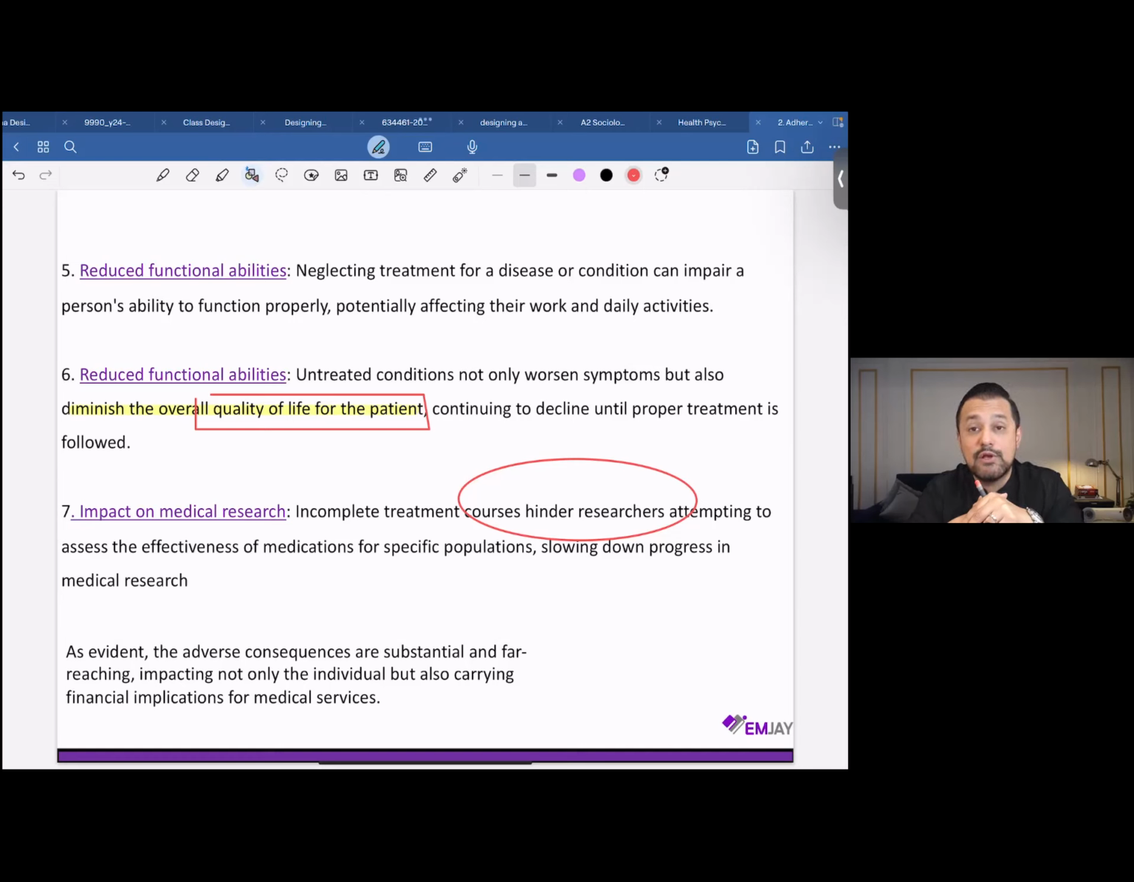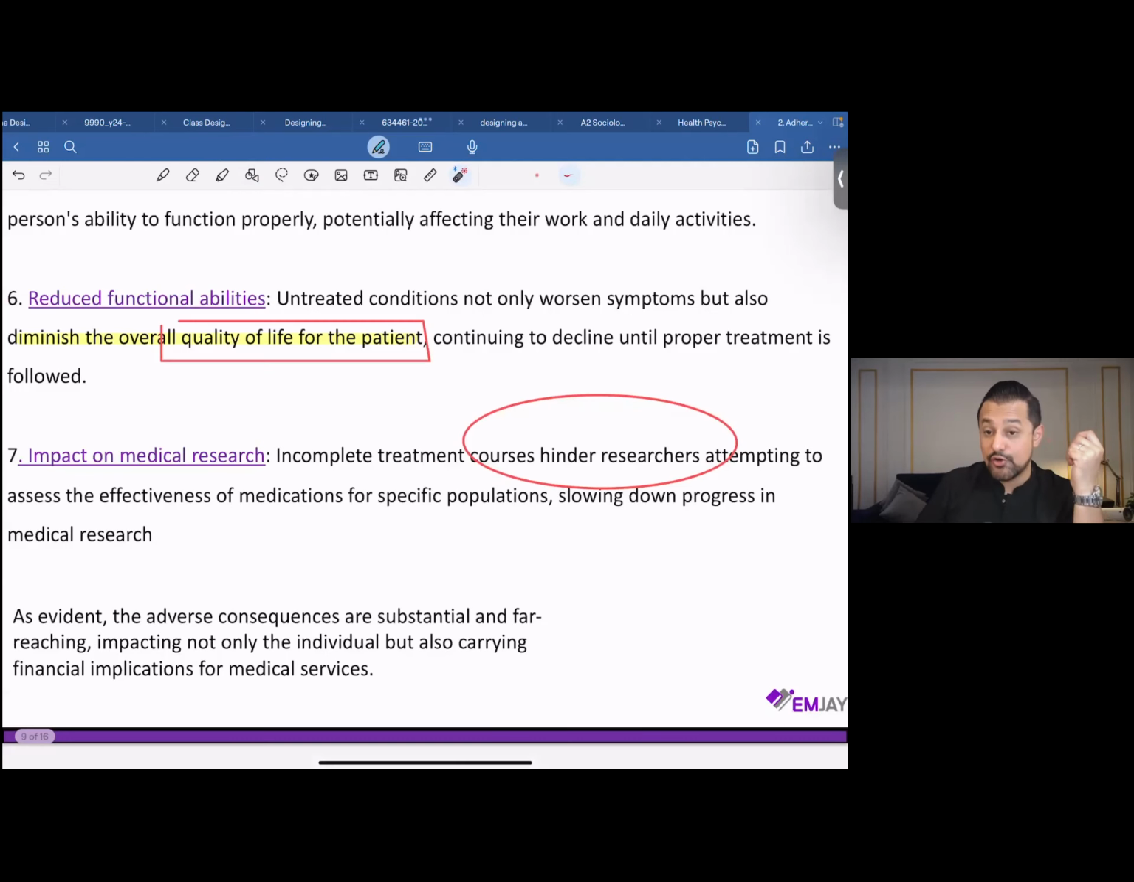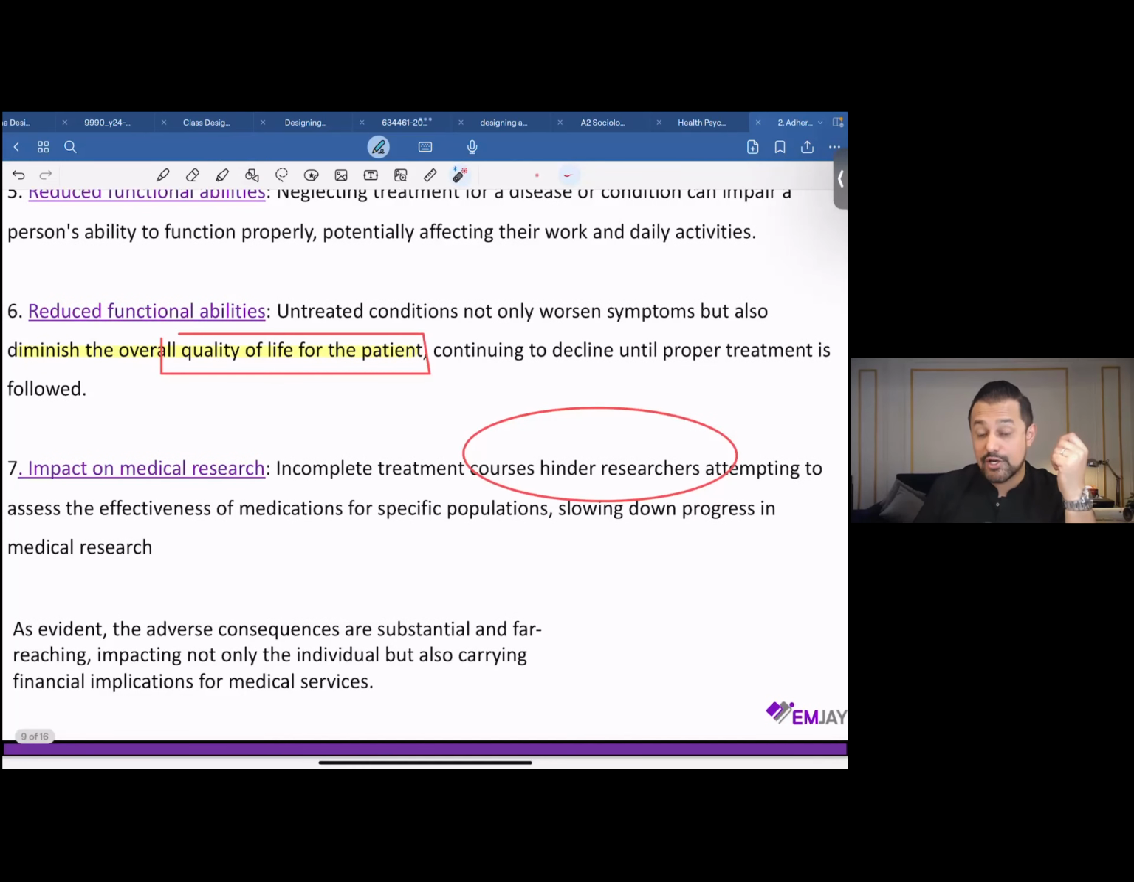How could someone know about the efficacy or the effectiveness of a particular medicine when the people who consumed it did not even do justice to it, right? So, impact on medical research. Incomplete treatment courses hinder researchers attempting to assess the effectiveness of medications for specific populations, slowing down progress in medical research. So not only are you negatively affecting yourself, but you're negatively affecting others as well.